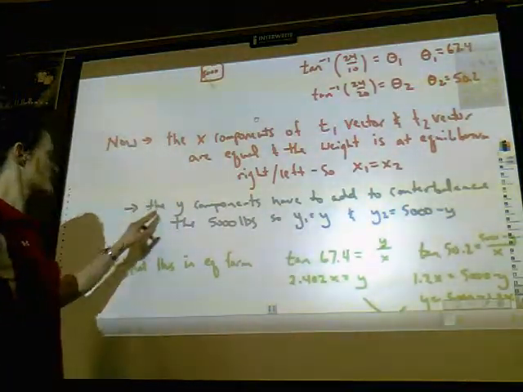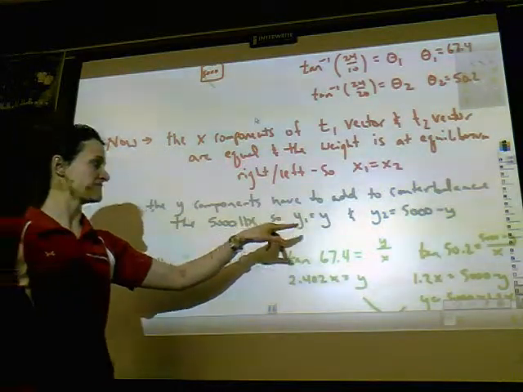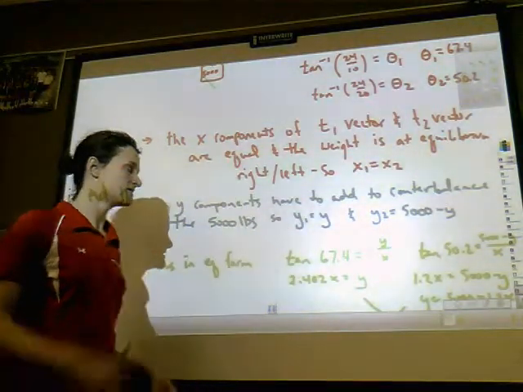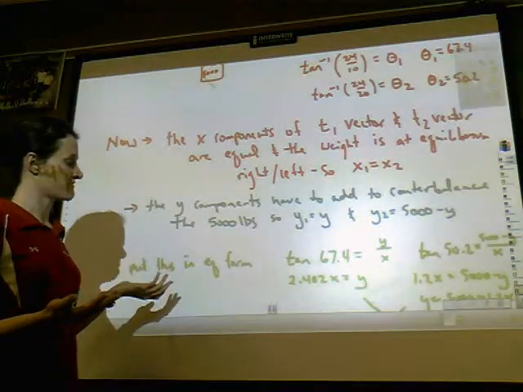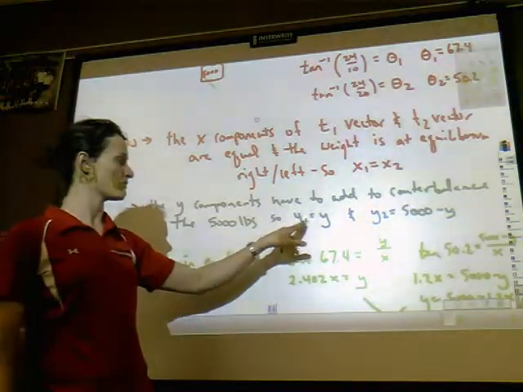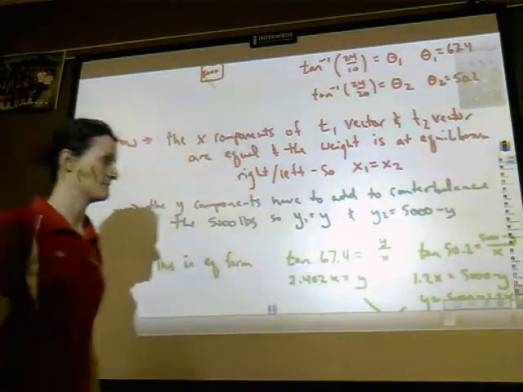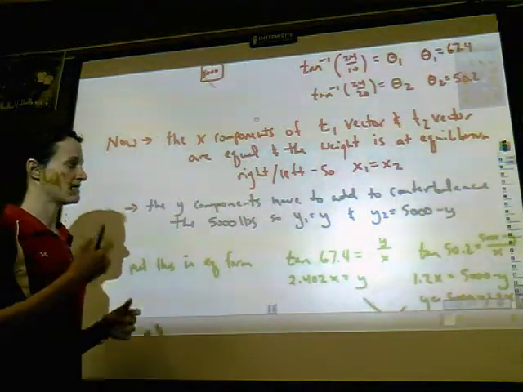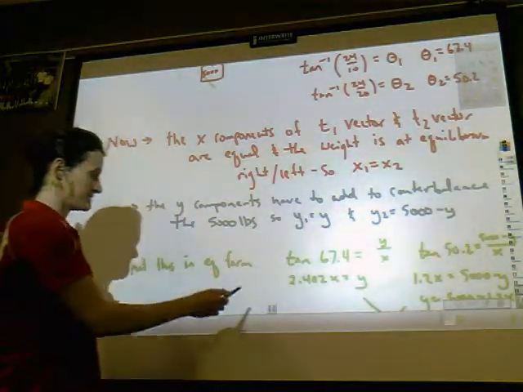Okay, the next step. The y components have to add to counterbalance the 5,000 pounds. So I have to add the first vector y to the second vector y, and those have to add up to be 500. Or 5,000, excuse me. So I just made y1 equal to y, so that y2 was just 5,000 minus y. Now we're all in terms of a single set of variables, x and y.